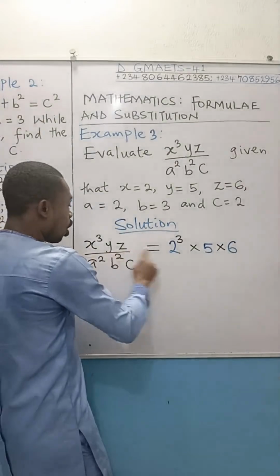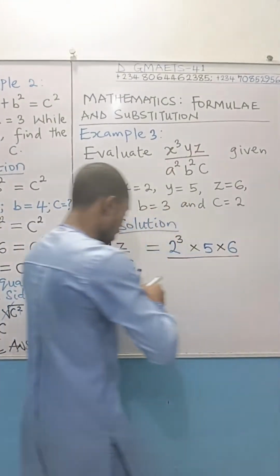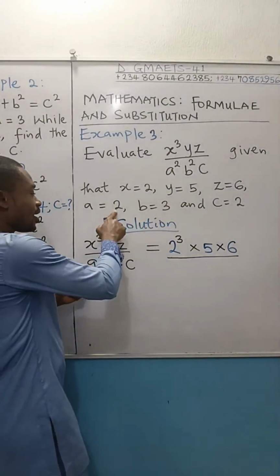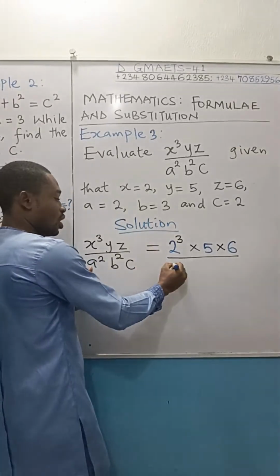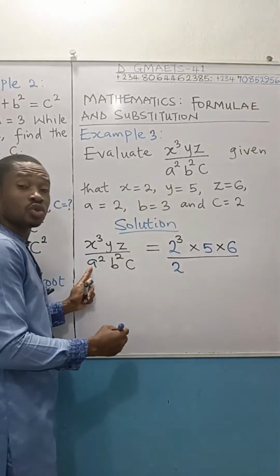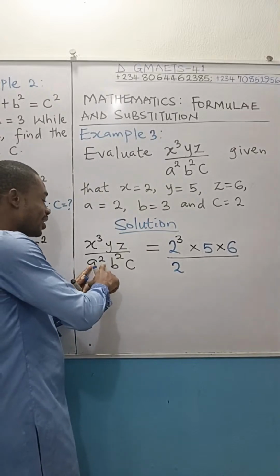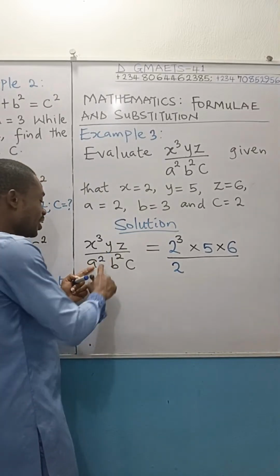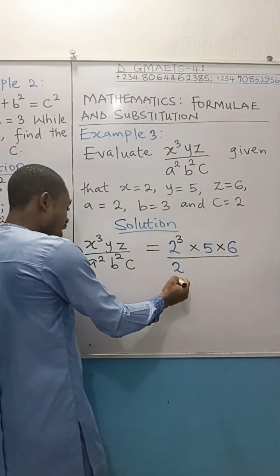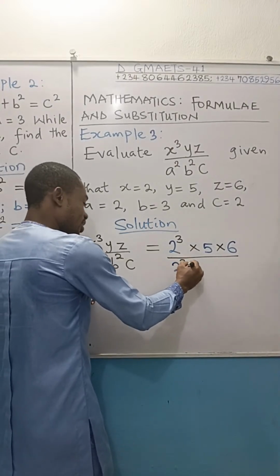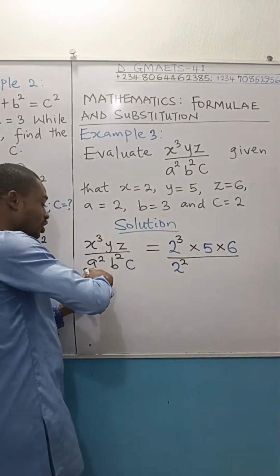After that, you see all over a squared. What is our a? 2. So in place of a, you are going to substitute, replace it with 2. But take note that this a is raised to power 2. That a has square, so you are going to square the value of a. A is 2 from the question. Fix the 2 and then square it.